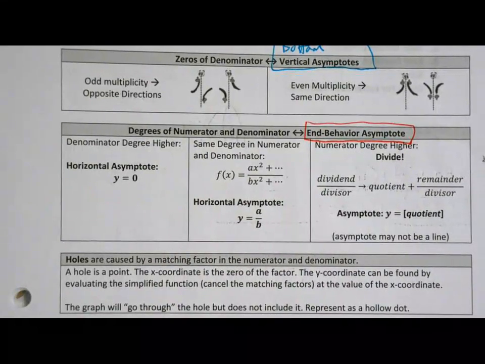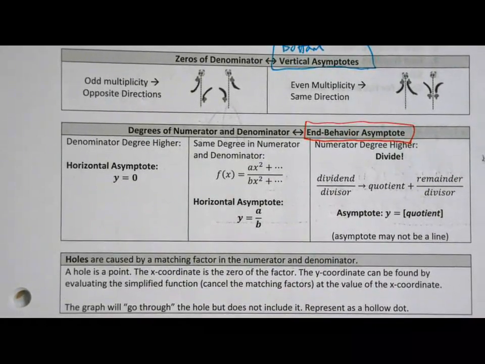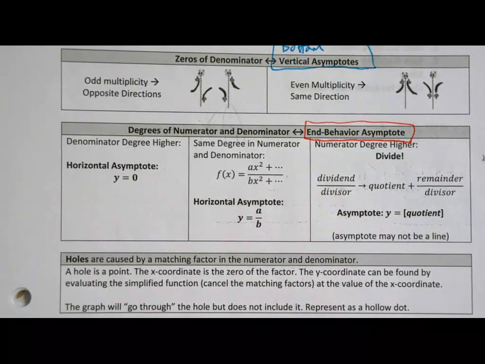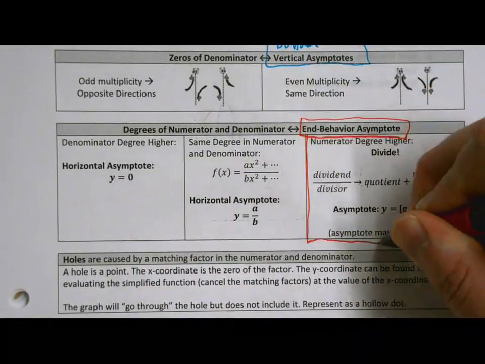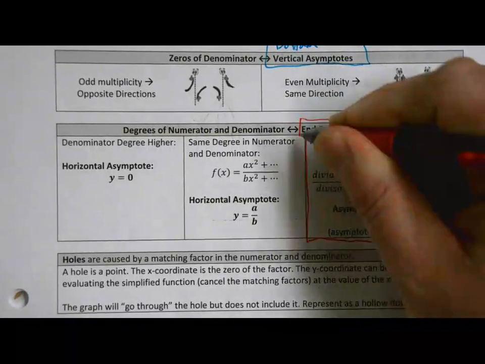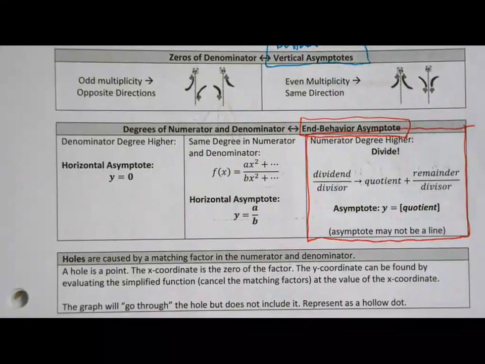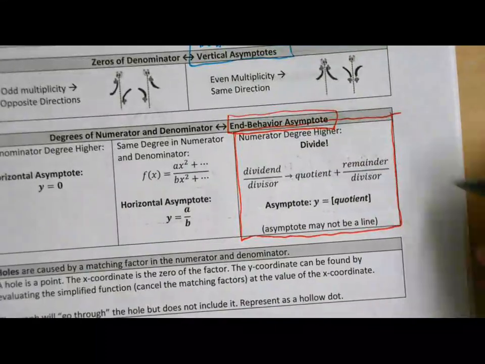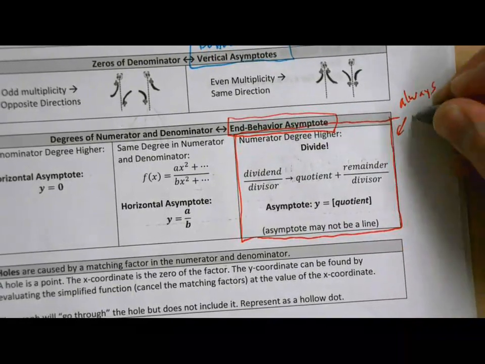Okay? So there is a way to find end behavior asymptotes that works in every single situation that you're ever going to encounter for rational functions. And it's this third one, and this is probably going to be the new one. But this is the Swiss Army knife of dealing with end behavior asymptotes. Please make yourself a note that this always works.